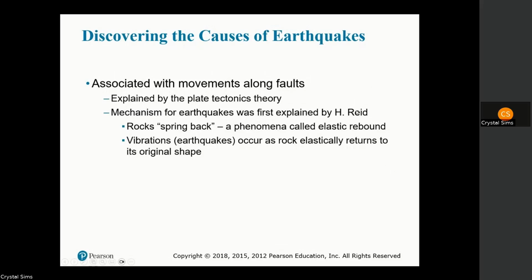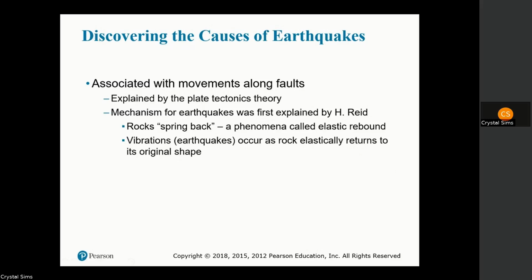Great San Francisco earthquake of 1906. And we had a geologist named H.F. Reid who conducted a study after that earthquake. This earthquake was accompanied by horizontal surface displacements along the northern portion of the San Andreas Fault. The Pacific Plate moved forward almost 10 meters past the North American Plate in this earthquake.